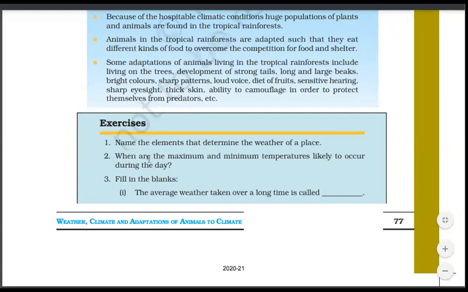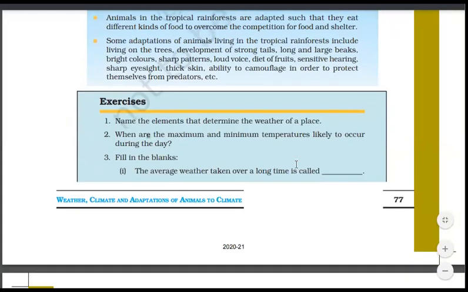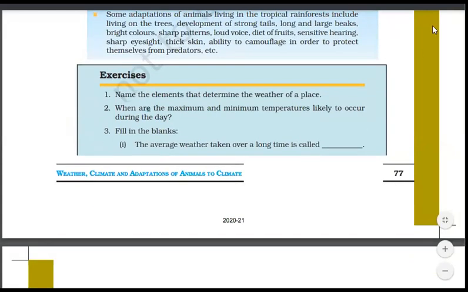Second, when are the maximum and minimum temperature likely to occur during the day? We just discussed, everyone. Yes, maximum in afternoon, minimum in early morning. You should write early morning. Got it. Yes, very good.